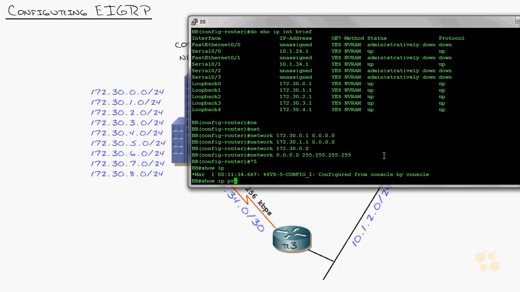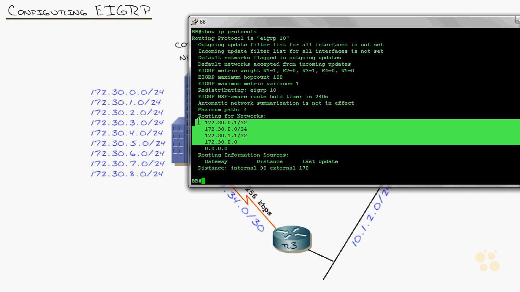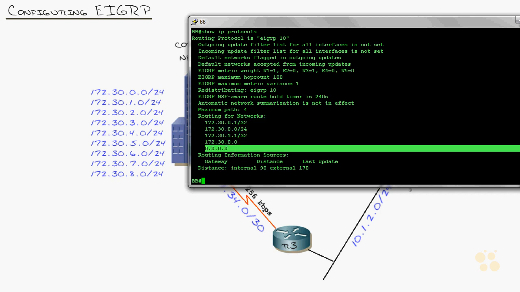I'm going to do show IP protocols, and we should see that EIGRP is now enabled all over the place. These are totally not necessary, just there because we typed them in, because this one is allowing it to run all over the place.